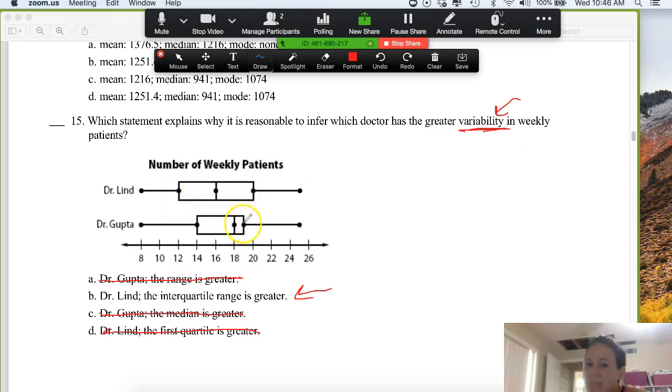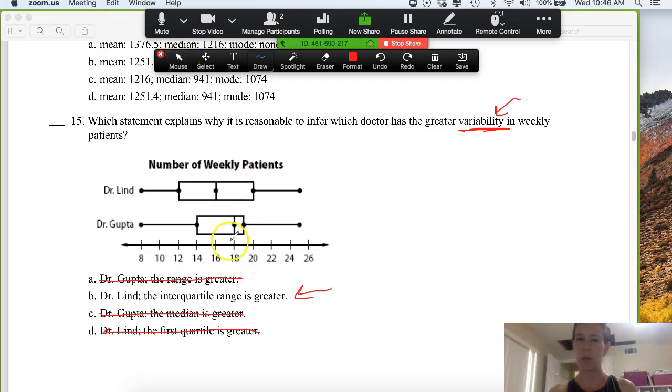Whereas his isn't such a wide range. He always sees usually between 14 and 19. Like his range is less small, right? He has greater variability, Dr. Lind. Any questions on that?